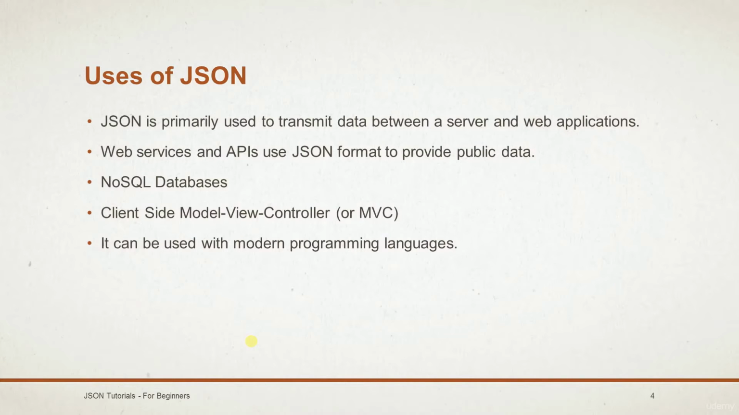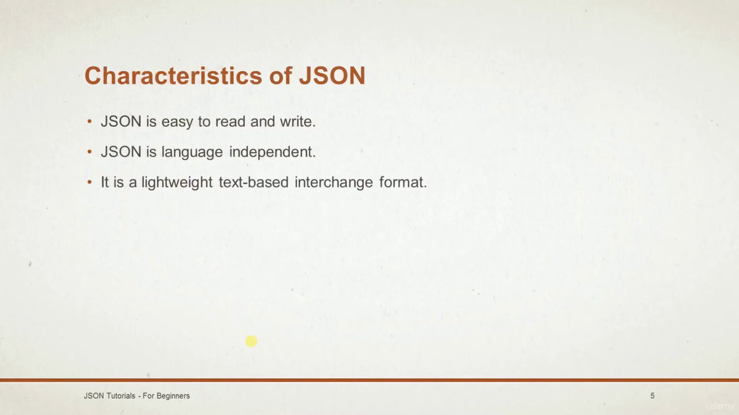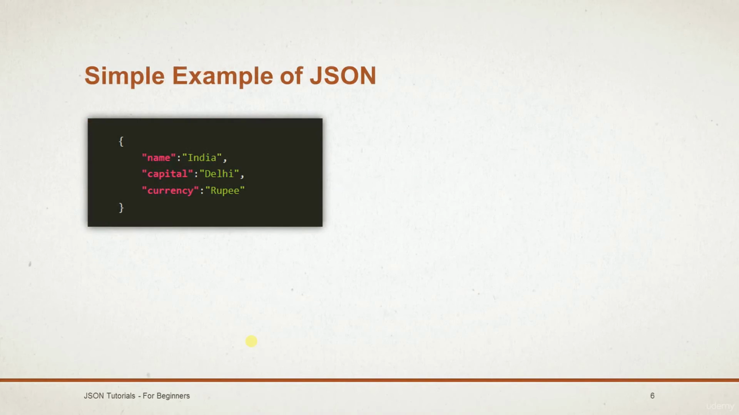Let's see the characteristics of JSON. Because JSON is text-based, it is easy to understand and write JSON data. JSON is lightweight and used by many programming languages. Let's see a simple example. In this example, data are shown in terms of key and value pairs, which are also known as properties. Name, capital and currency are the keys for the data, and India, Delhi and rupee are the values.